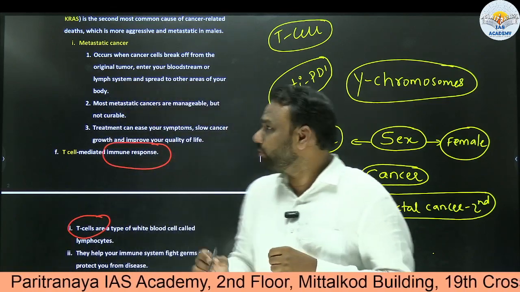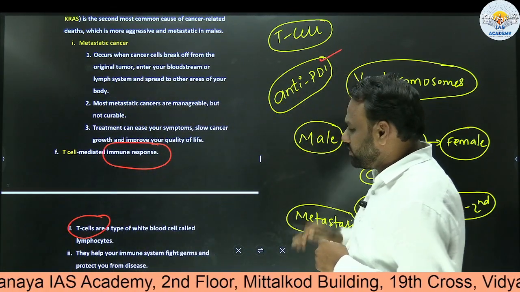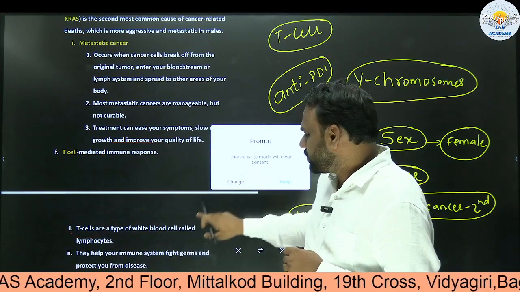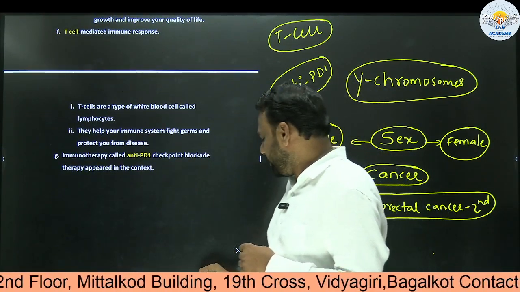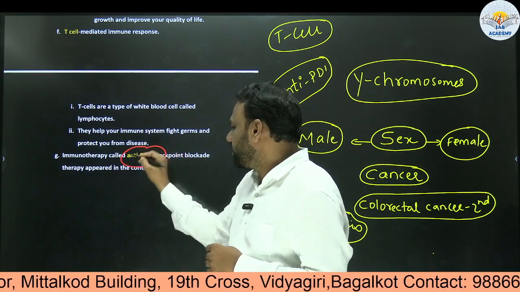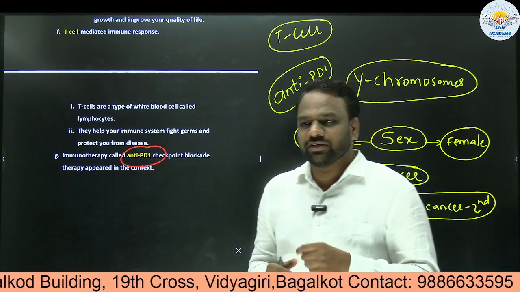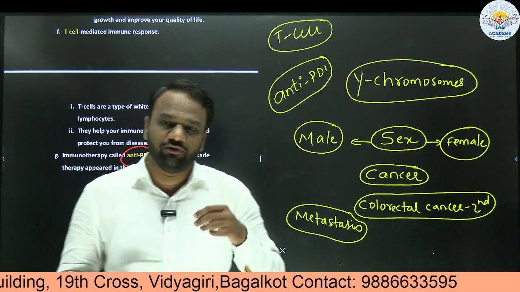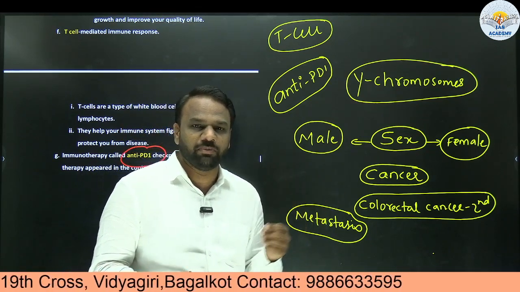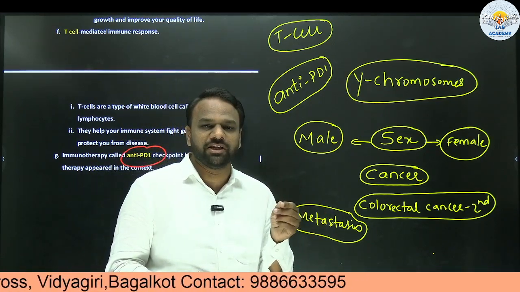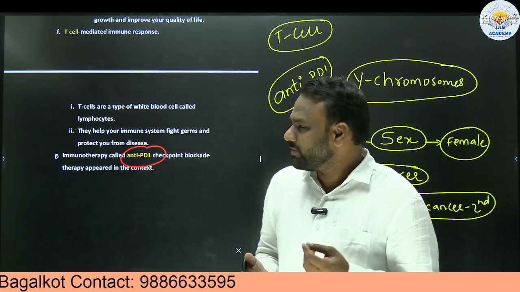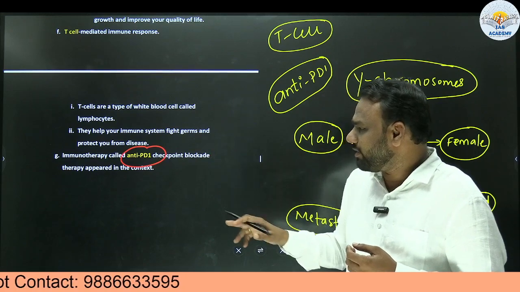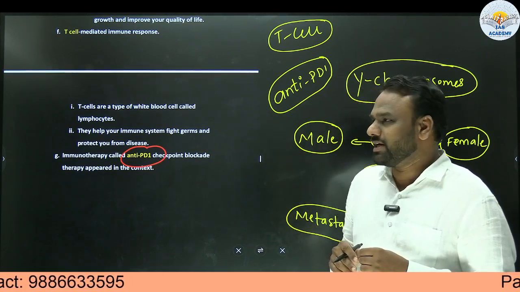Similarly, one more thing is anti-PD1. What is this anti-PD1? UPSC generally focuses on these terms. It is an immunotherapy. Many times when such terms appear, for example, if you look at previous year question papers, they used to ask questions like CRISPR-Cas9. What is Cas9? A gene editing tool. Similarly, when such terms appear, we need to know what exactly they are.